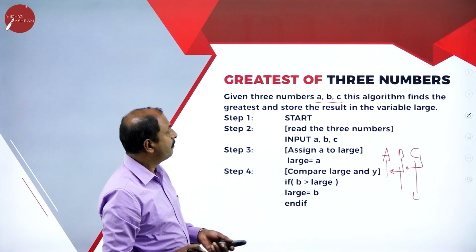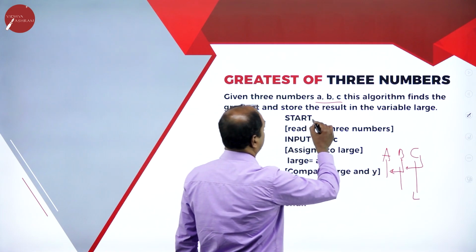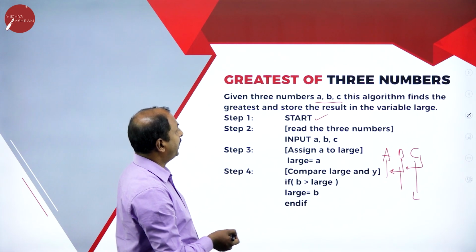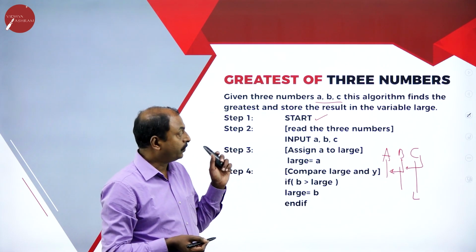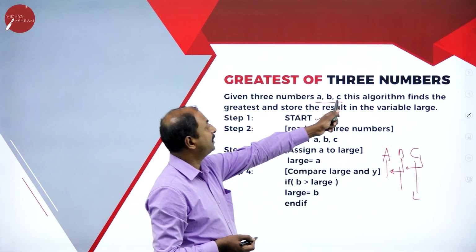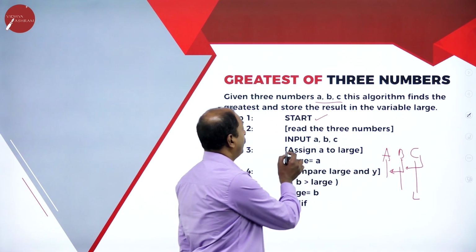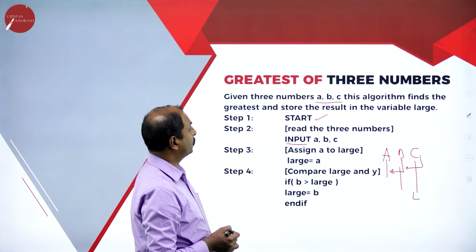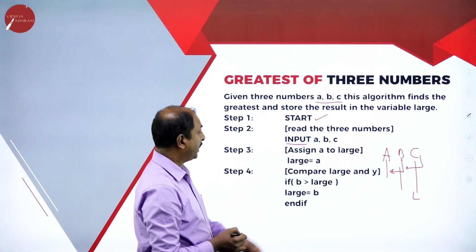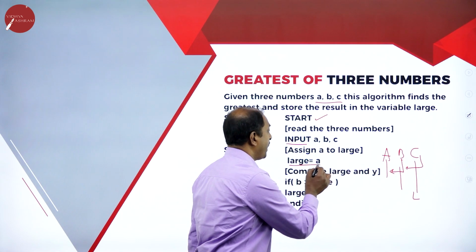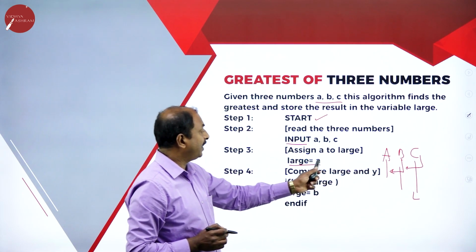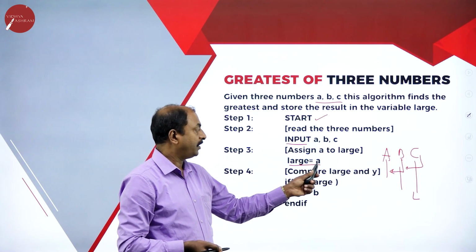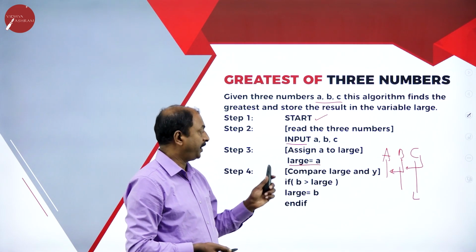So accordingly, the algorithm must start with a reserved word, that is the word start. Then the next step is we have to input the values. In this example, A, B, C are the 3 numbers. We have to input 3 numbers. Then we have to assign that let large be A. A is the first number. Let A be the large. We are assigning the variable A to the large variable.